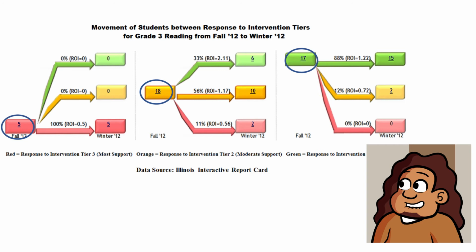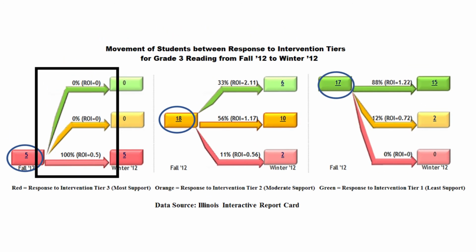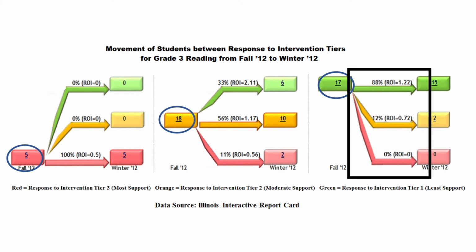Okay, I get that we had Tier 1, Tier 2, and Tier 3 students in fall, but what are all these arrows again? These arrows show the progression of students who receive Tier 3 instruction in fall. These arrows show the progression of students who receive their Tier 2 instruction in the fall. And these arrows show the progressions of students who receive their Tier 1 instruction in the fall.